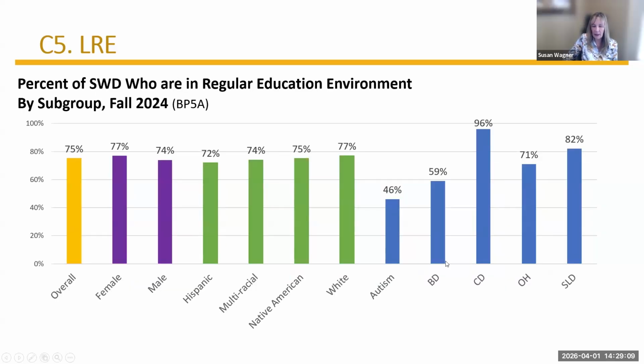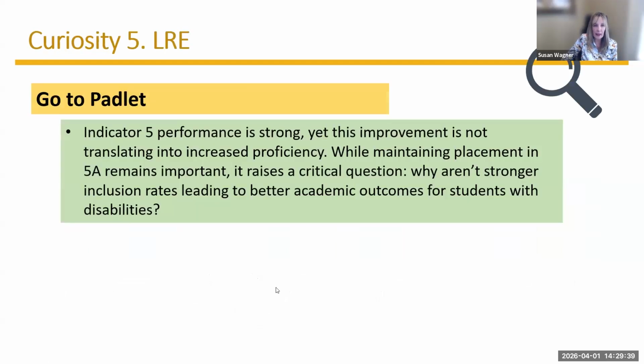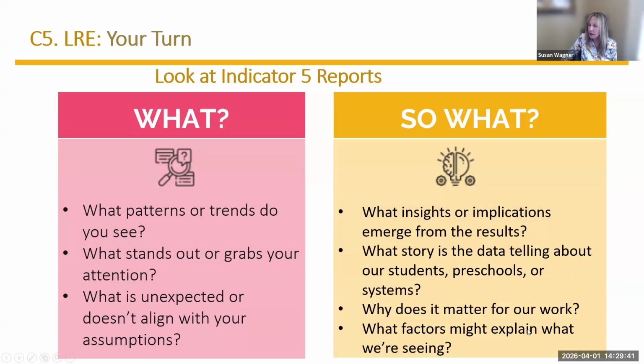If we disaggregate it by our typical categories, we can see males are less likely than females to be in the V1 rate. And Hispanics are less likely than the other groups to be in V1. Students with autism are the least likely, followed by students with the behavioral emotional disorder. Kids with speech language impairment are most likely to be in the V1 rate. So interesting disaggregations there. So now let's go to our Padlet.